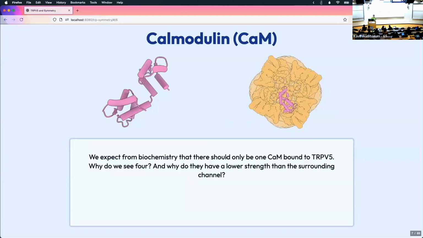If you feel like you're done, feel free to just stop talking. I don't know. But just to get us back into the flow of things after lunch, I'm going to give you a minute to figure out why we're seeing four calmodulins here and why they have a lower strength. So one minute to think to yourself, and then four minutes to discuss with your neighbor.